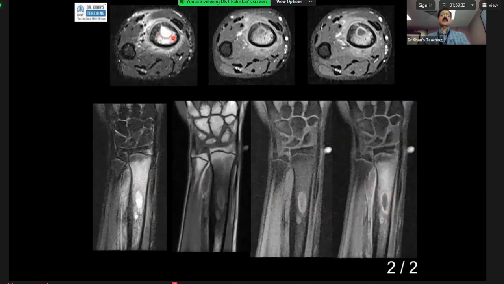Now on an axial sequence, you can see that there is a sort of a cloaca, which is communicating with the surrounding soft tissue phlegmon, which is enhancing. You can see this enhancement, and look at this hole here, the breach in the cortex.